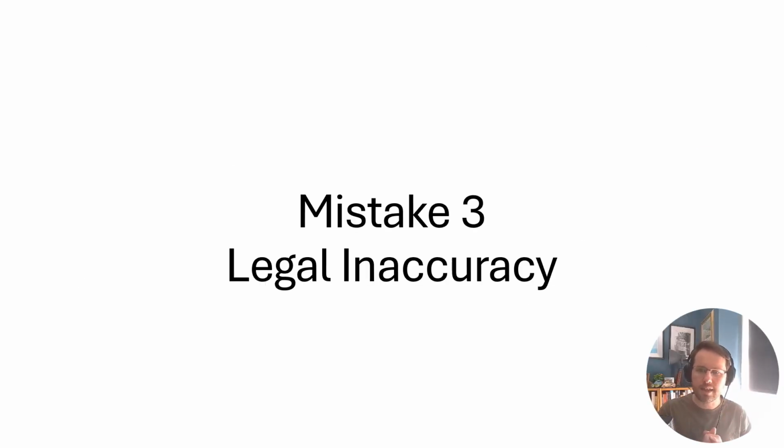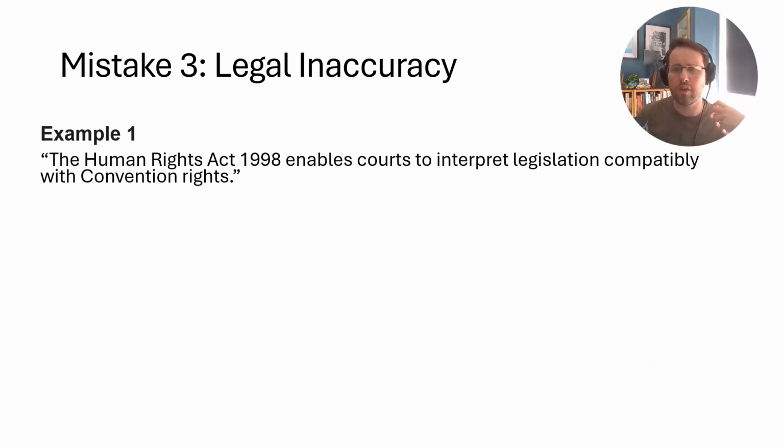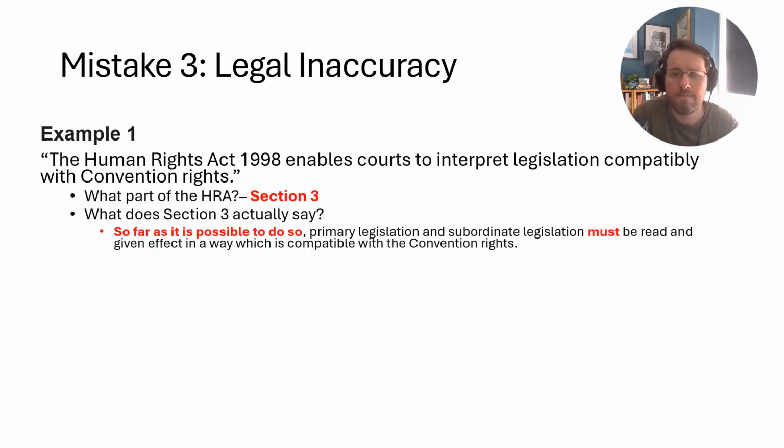The third mistake I think students often make is accuracy with the law. And this takes the form, I think, of students using broad, generic statements that aren't accurate in terms of what the law actually says. So here's an example, a fictitious quote that I've constructed, but you can totally see this in a problem question, or even in an essay question actually: the Human Rights Act 1998 enables courts to interpret legislation compatibly with convention rights. Yeah, it does. But what specific part of the Human Rights Act?